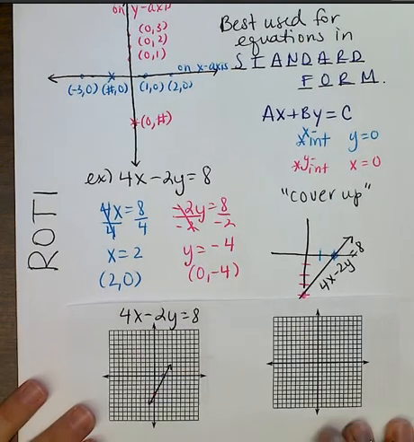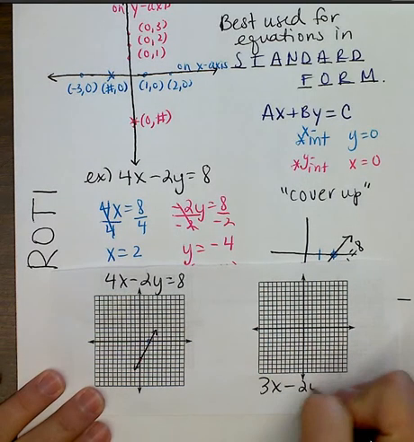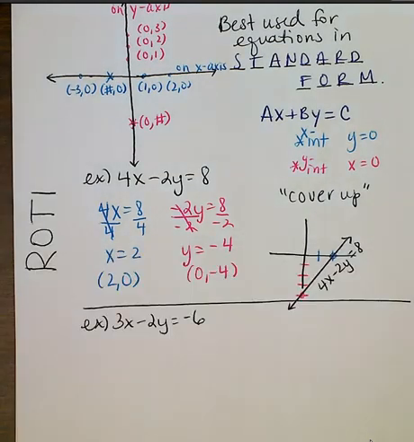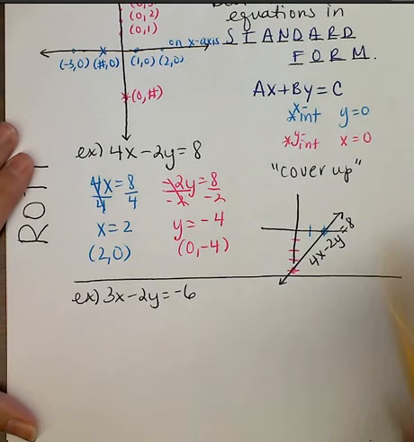So let's try another one and we'll watch the signs. In this example, I'm going to give you 3x minus 2y equals negative 6. Go ahead and try it using the cover-up method. You can even wait for a minute, or you can pause.